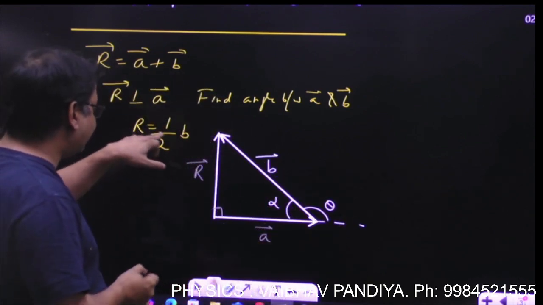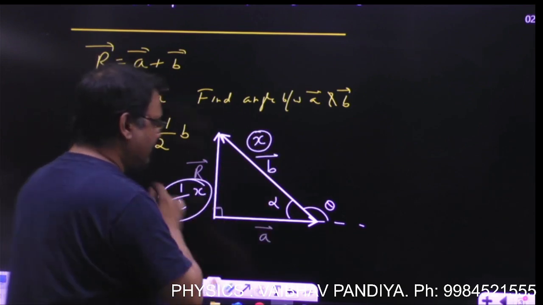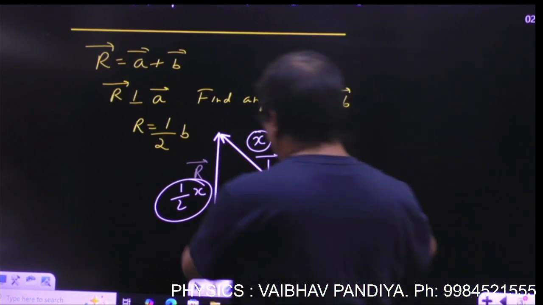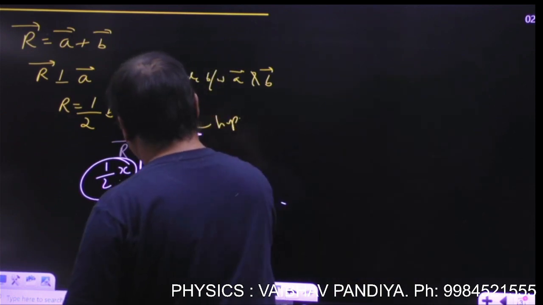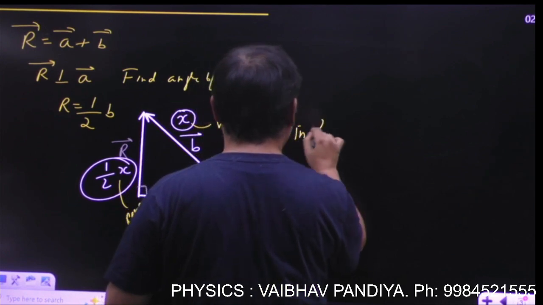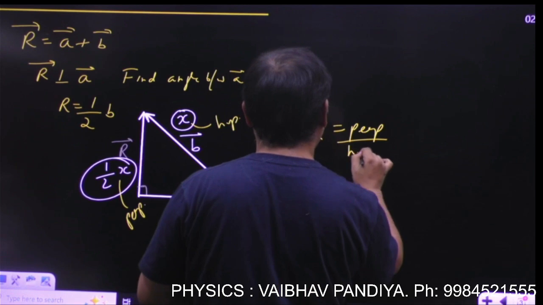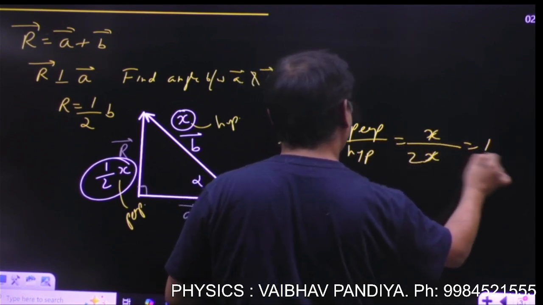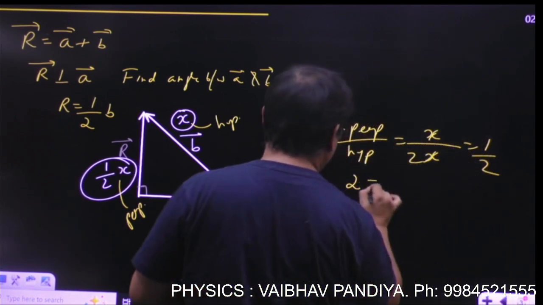Now the problem is saying R is equal to half of B. So if this is X, this will be half of X. Now the rest is simple geometry or trigonometry. For this, this is the hypotenuse, and this is the perpendicular. So it's the sine which relates the perpendicular and hypotenuse, and sine is perpendicular by hypotenuse, so you'll get X by 2, and hypotenuse is X, so you'll get half. And what is the angle for which sine comes to be half? 30 degrees. So alpha will come to be 30 degrees.